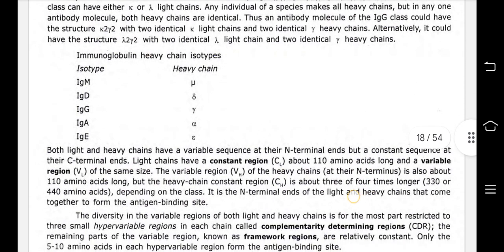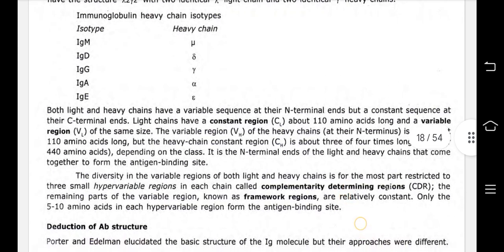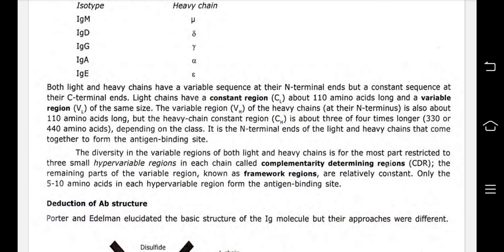Both light and heavy chains have a variable sequence at their N-terminal ends, but a constant sequence at their C-terminal ends. Light chains have a constant region about 110 amino acids long and a variable region of the same size. The variable region of the heavy chain at the N-terminus is also about 110 amino acids long, but the heavy chain constant region is about 3 to 4 times longer, depending on the class. It is the N-terminal ends of the light and heavy chains that come together to form the antigen binding site.